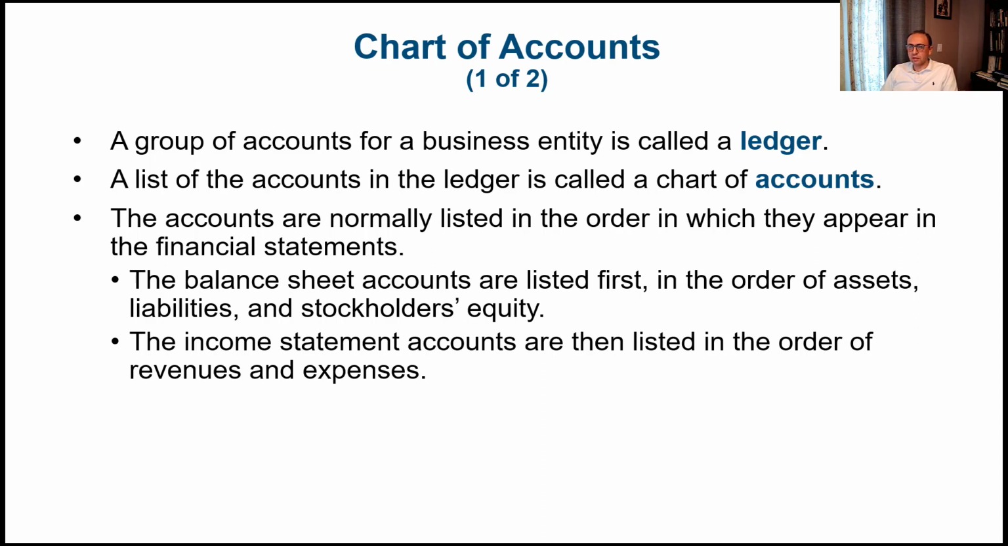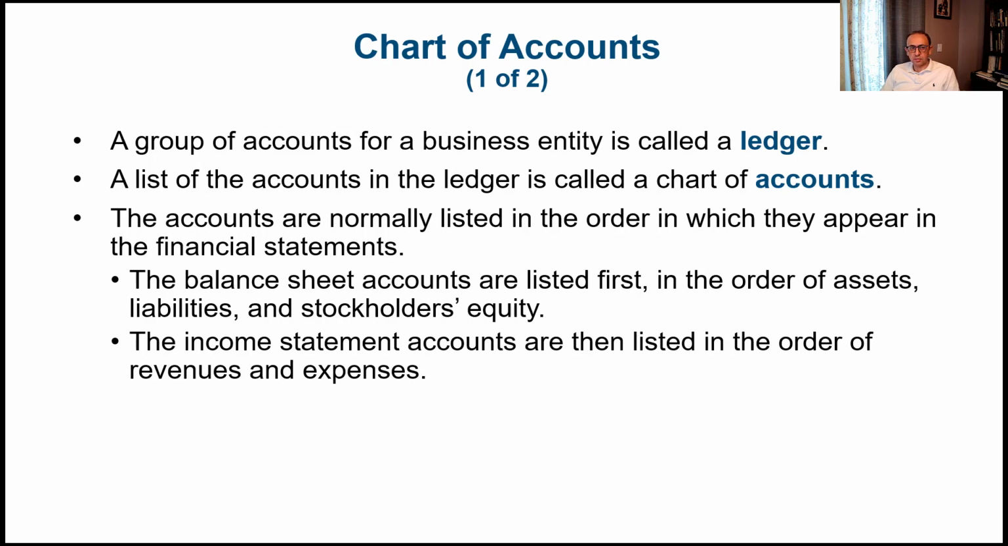So the accounts are normally listed in the order in which they appear in the financial statements. So the balance sheet accounts are typically listed first. Try to remember, what are the balance sheet accounts? Any account that's related to the accounting equation, we call them the balance sheet accounts, which are assets, liabilities, and stockholders' equity. So in our case here would be cash, supplies, land, accounts payable, and capital. These are the balance sheet accounts, and we usually start with these accounts in the ledger and in the chart of accounts. And then we have the liabilities, like accounts payable, and then the stockholders' equity, which is the capital.